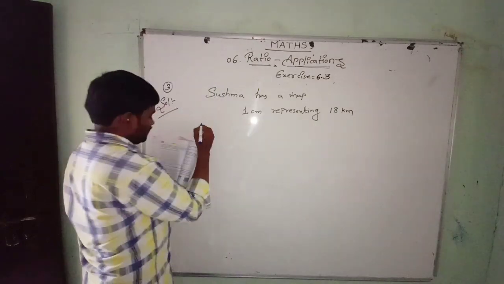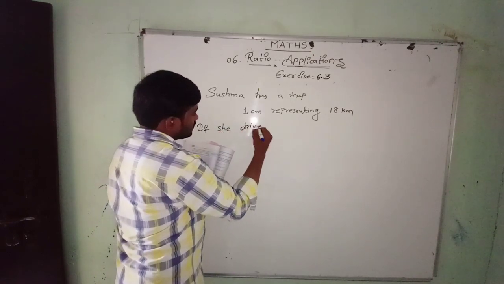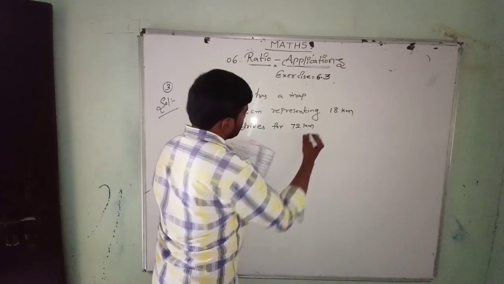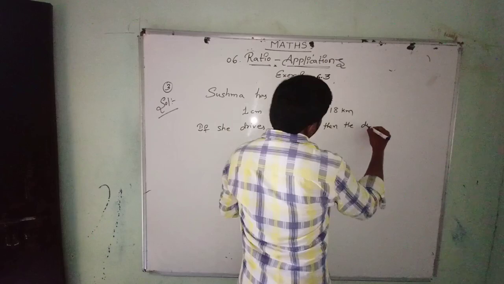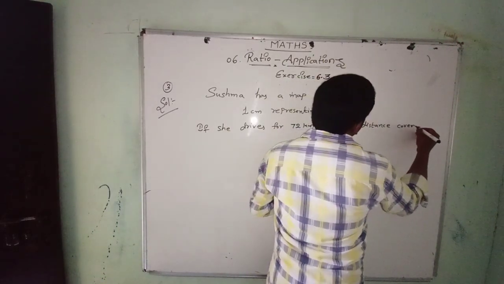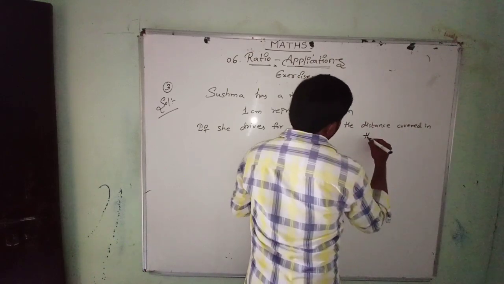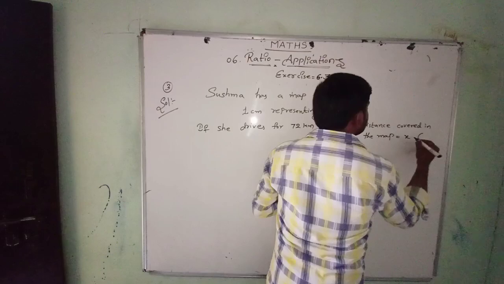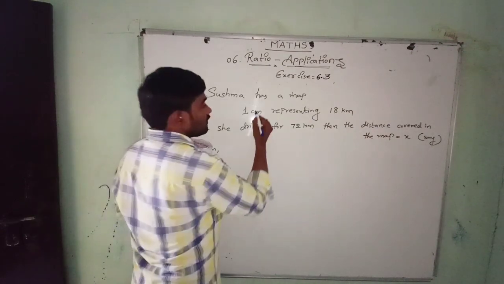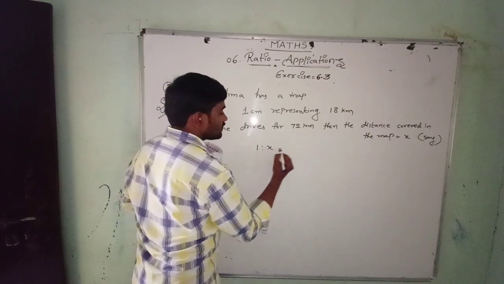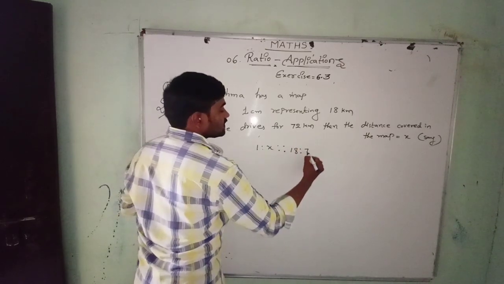If she drives for 72 kilometers, then the distance covered in the map is x centimeters, let us suppose. Then we get a ratio: 1 centimeter is to x centimeters as 1 centimeter contains 18 kilometers is to x centimeters contains 72 kilometers.